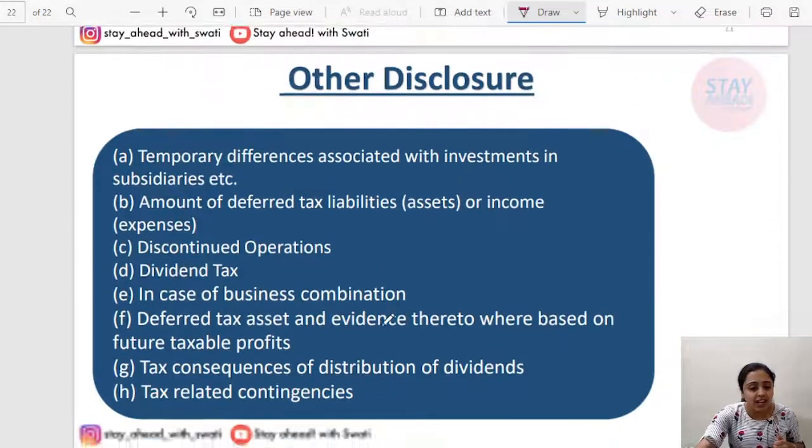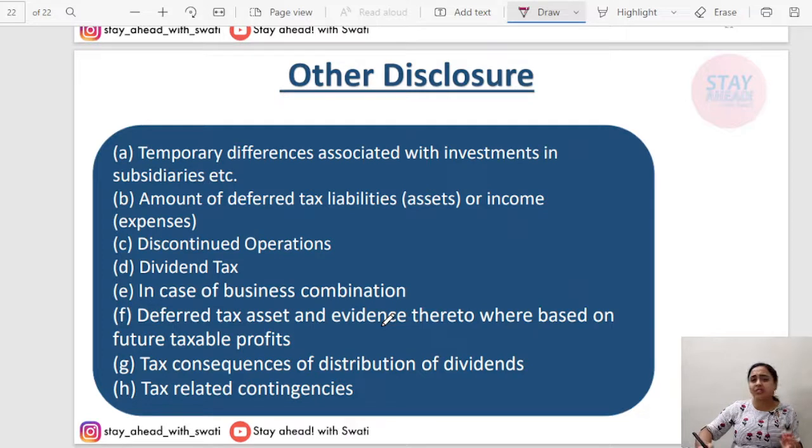And lastly, other disclosures. There is a list of other disclosures that need to be made while applying Ind AS 12 in your financial statements. Temporary differences associated with investments and subsidiaries, amount of deferred tax liabilities, discontinued operation, dividend taxes. In case of business combination, you also need to make a disclosure. Deferred tax asset evidence where based on future taxable profits, tax consequences of distribution of dividends, and finally the tax related contingency. These all need to be disclosed in your books of accounts.